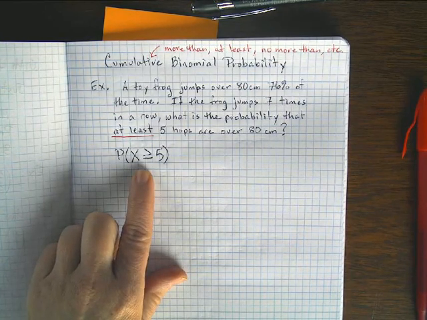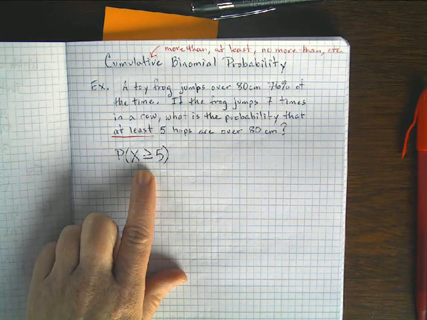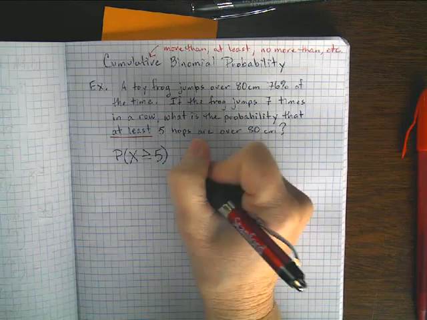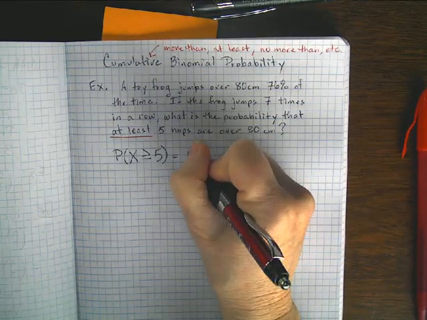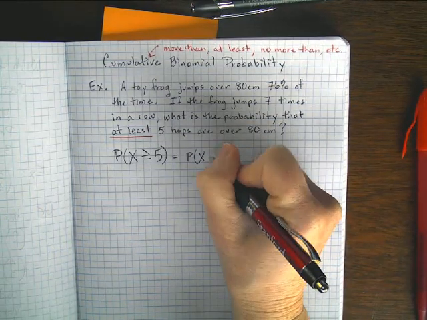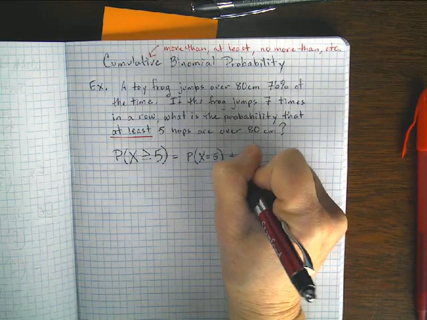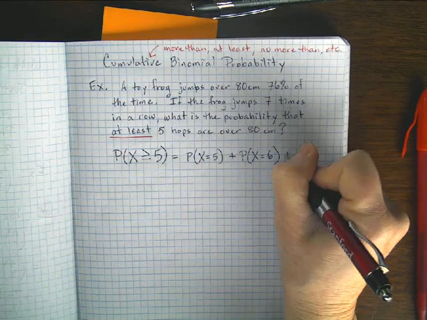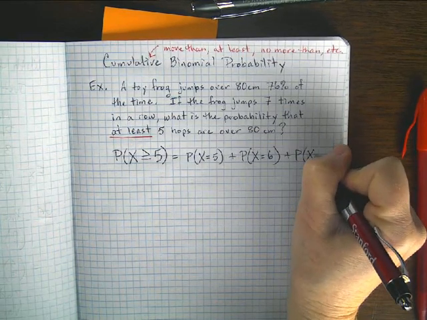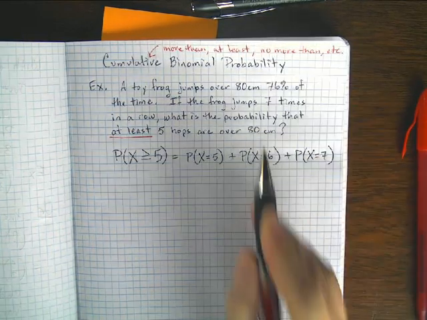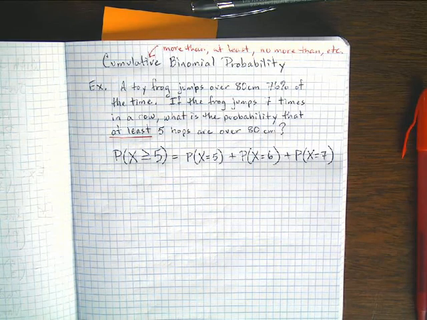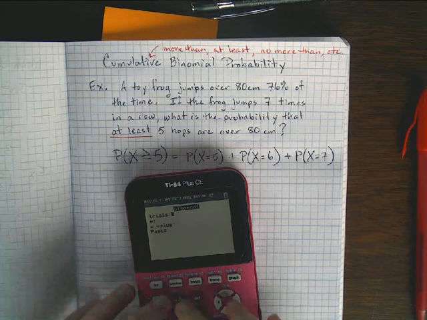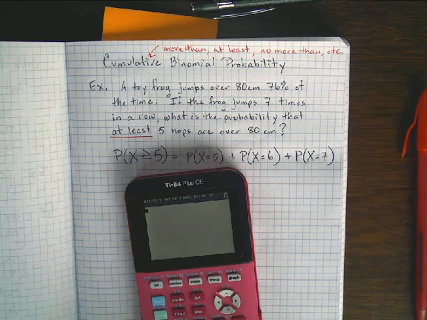Now, I could do this by just finding the probability of each piece individually. Okay, so I could say this is going to be the same as doing the probability of x equals 5 plus the probability of x equals 6 plus the probability of x equals 7, because there's a total of 7 jumps. So let's go ahead and we'll do that on the calculator. It's good to review. So let me get out of what I was doing. Okay, so we're going to review this.